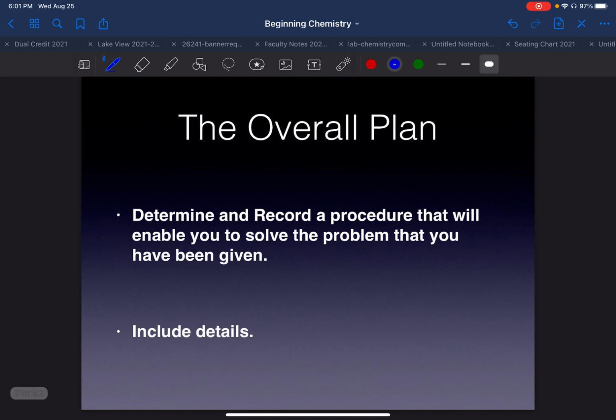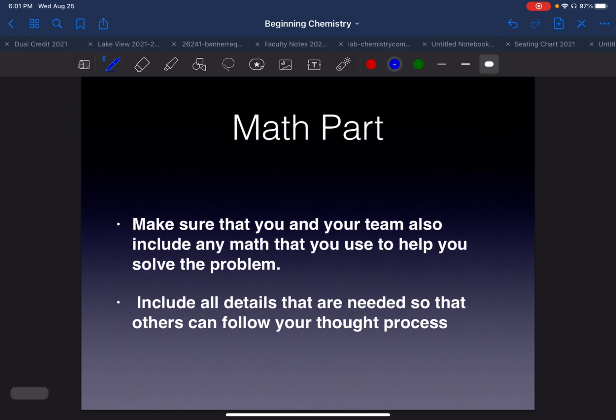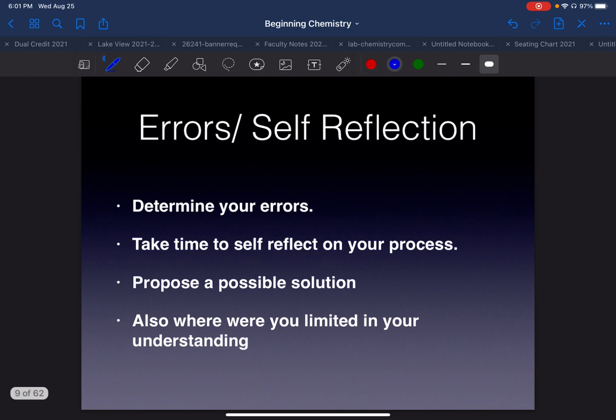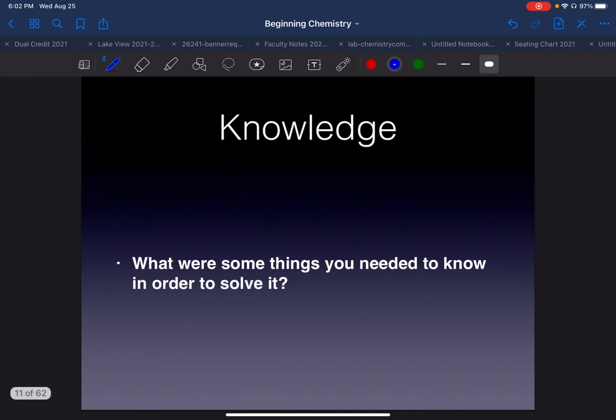So students were asked to record their plan, then to include any math that was used on this whole process. Again, just trying to think about what might be there. And then I asked them also to reflect on their learning process. What were some hard things about the task? What were some easy things? Where were you limited? We did talk about some vocab words. Like one of the terms we talked about was density. And we'll talk about it more. And then just having the kids reflect on what were some things you need to know in order to solve it.